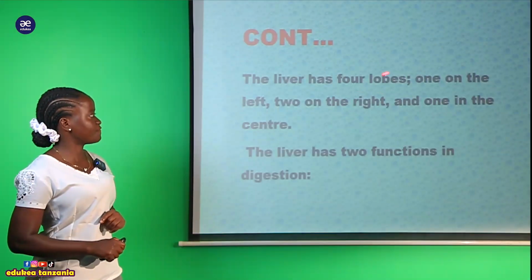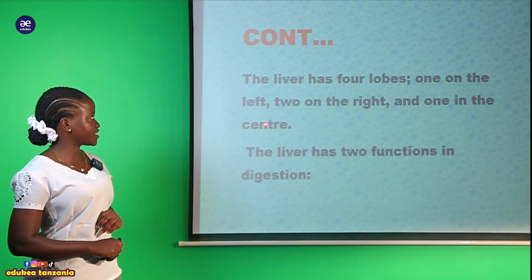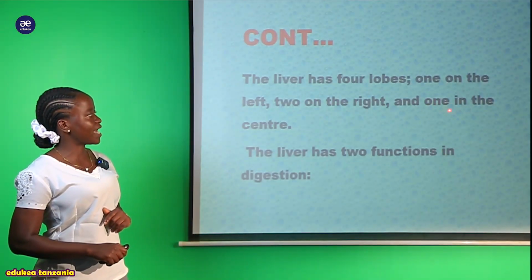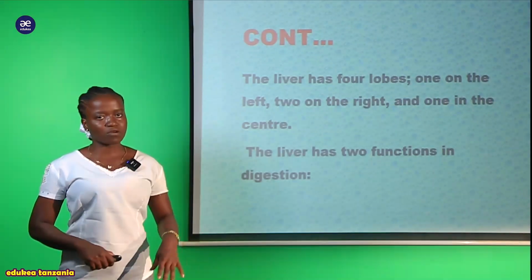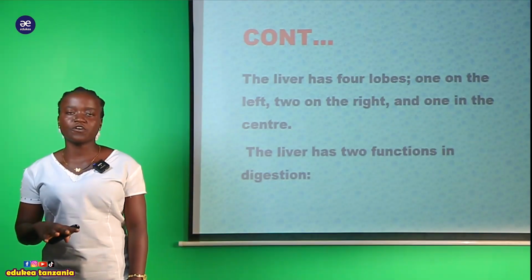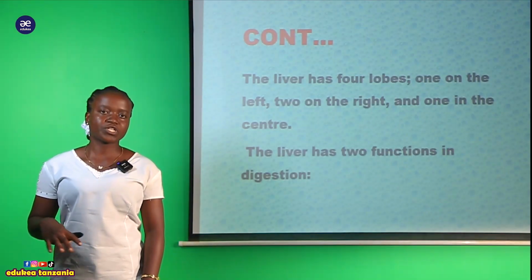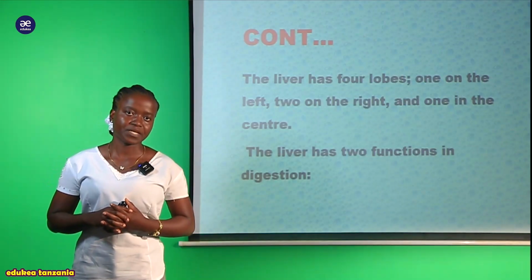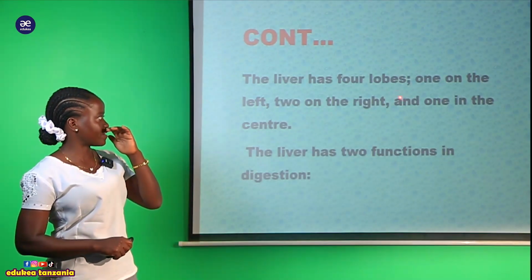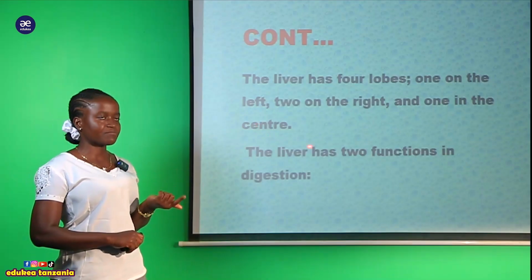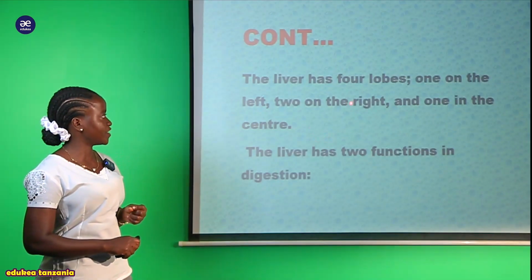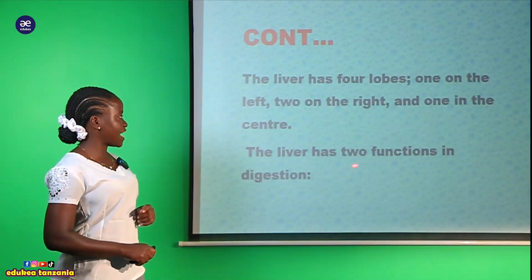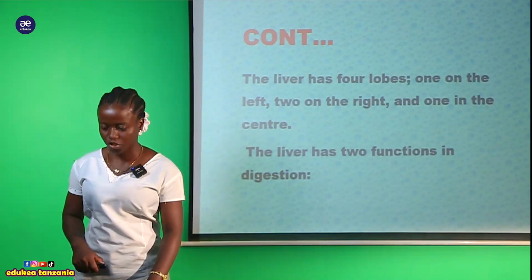The liver has 4 lobes. One on the left, 2 on the right, and one in the center. So this organism has almost 4 lobes which constitute the liver of this organism. As you can see here, 1 is located on the left, 2 are located on the right, and 1 is located in the center. So the liver has 2 functions in the digestion.